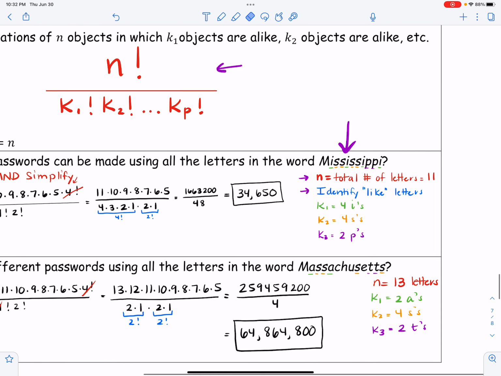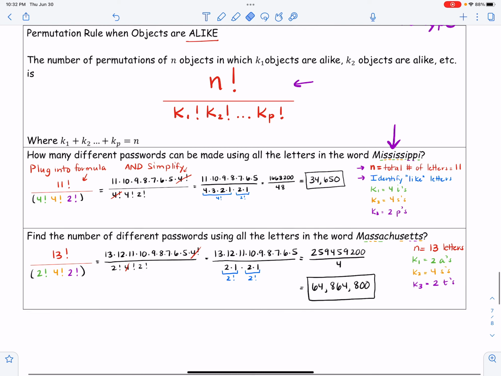And what this formula states is if you have repeating letters, you do n factorial, just like always, for all 11 letters, but then you divide out any of the factorials for the letters that repeat. So I had 4 factorial for the I's, 4 factorial for the S's, and 2 factorial for the P's. And then I just evaluated.